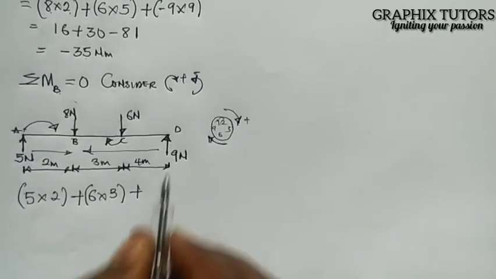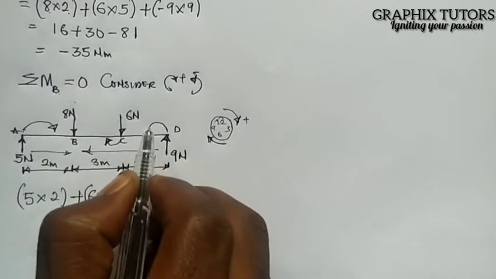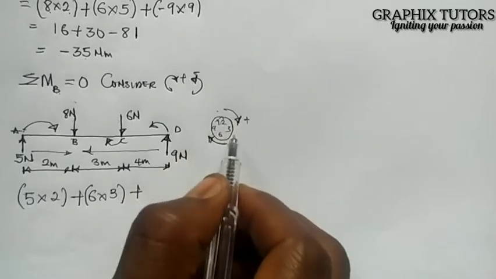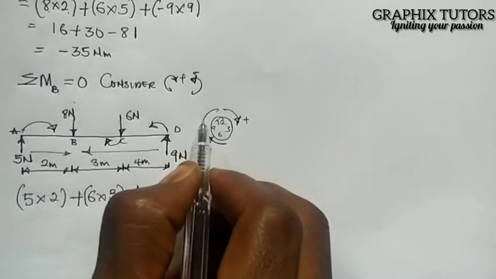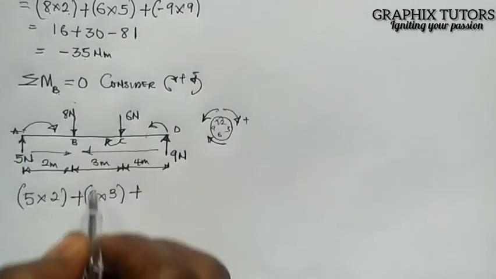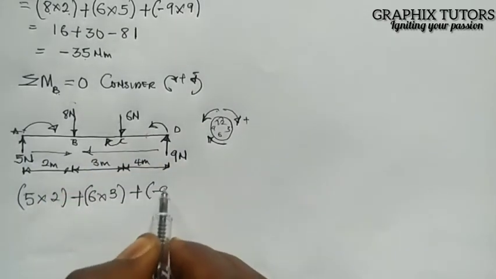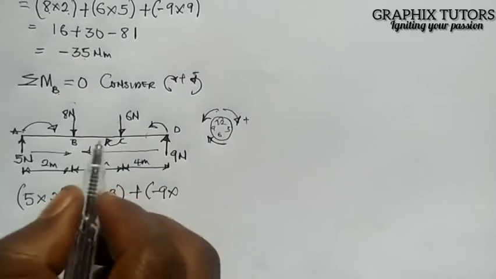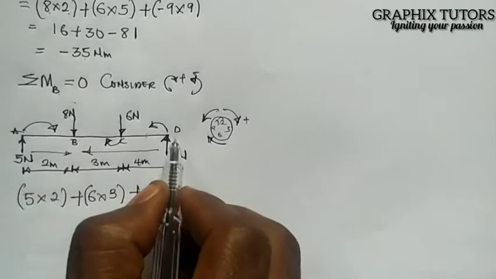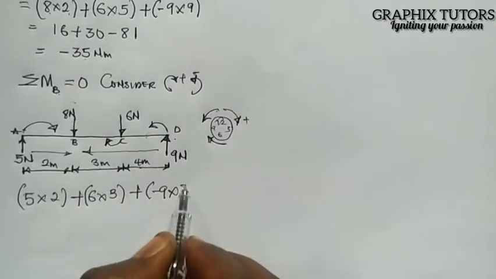Plus the next one, which is here, is going like this, and that is negative, anti-clockwise. So it will be minus 9 times the distance from the point I took moment, which is B, to where the force is, and that is 4 plus 3, which is 7.